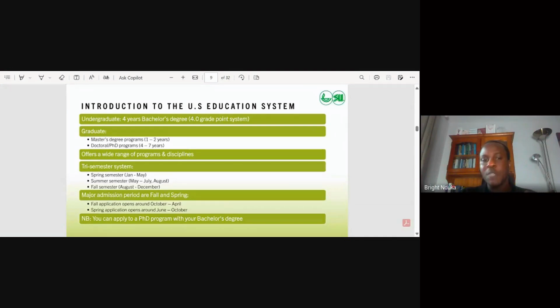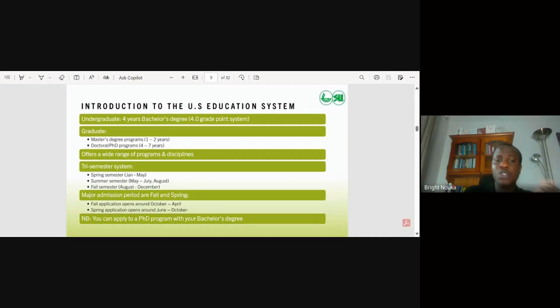And then the graduate program is almost similar: a master's degree of 1 to 2 years, and then a doctoral degree of 4 to 7 years, depending on whether you are doing a full-time or a part-time program. It can extend up to 7 years maximum for part-time. For full-time, it can extend to a maximum of 4 years. Now, again, for the United States, unlike the United Kingdom, which is dual semester, the United States is tri-semester.